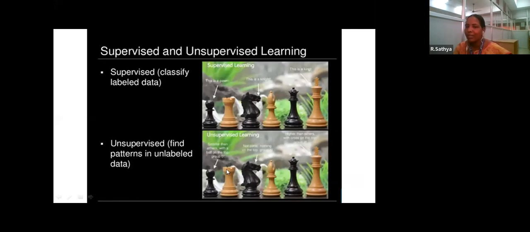Unsupervised, you do not know, but you are just comparing. This height is somewhat lower than this, and this shape is somewhat similar to that. So you just compare with the similarity of structure from other objects. You just identify what it may be.